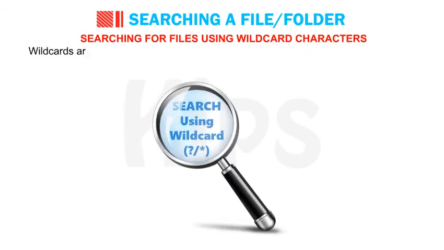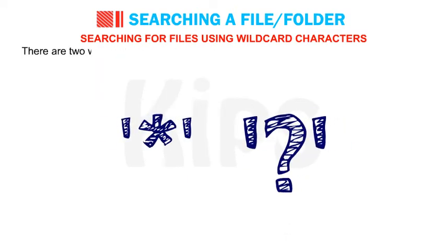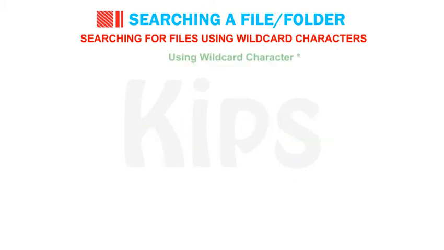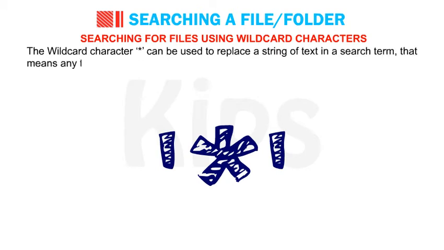Wildcards are special symbols that can be used to search a file or folder whose exact name you do not know. There are two wildcard characters, asterisk and question mark, commonly supported in Windows to search for any information. Using wildcard character asterisk: it can be used to replace a string of text in a search term. That means any type and number of characters in its place.